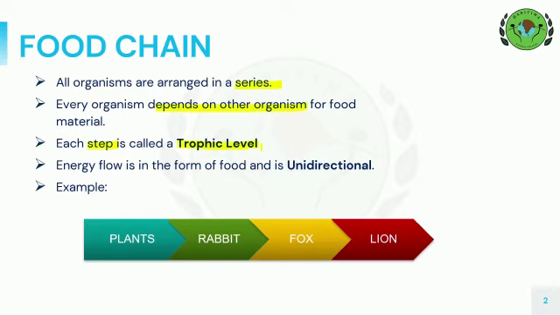Now the fourth and very important point is energy flow is always unidirectional. This we can see from the example of simple food chain. Here the fox depends on rabbit and the rabbit depends on plants for the food requirement, but the opposite doesn't happen, that is, rabbit doesn't depend on the fox to fulfill its food requirement. That's why we say energy flow is always unidirectional.